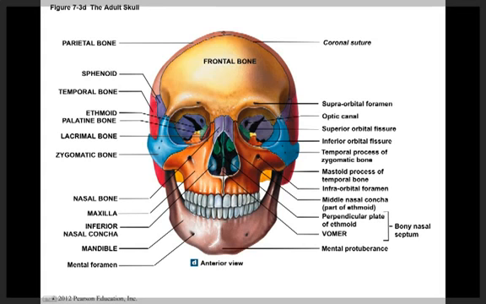Now we'll look at the ethmoid bone again. There are 2 structures you need to know on the ethmoid bone. Again, we're seeing the ethmoid bone.